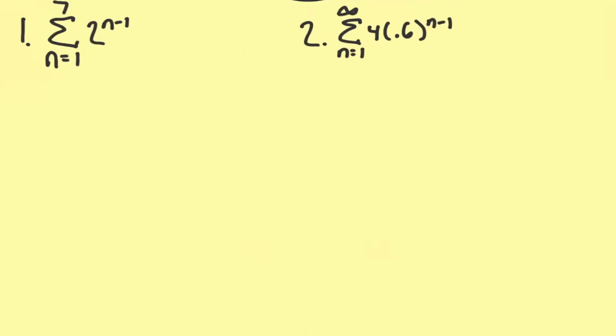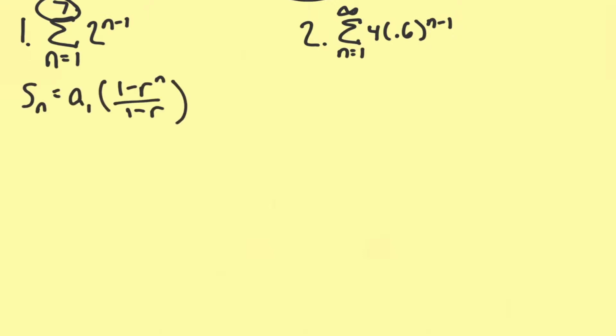If you're not familiar with summations, make sure you see my summation video. But the first thing we want to do for number 1 is decide if it's finite or infinite, and it is going to be finite because there's a number up here. So that means we plug in 1 for n all the way up until 7 for n, and that series stops. I'm going to copy down the general formula for a finite series.